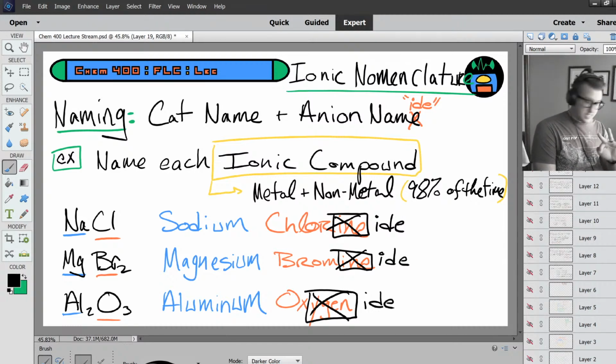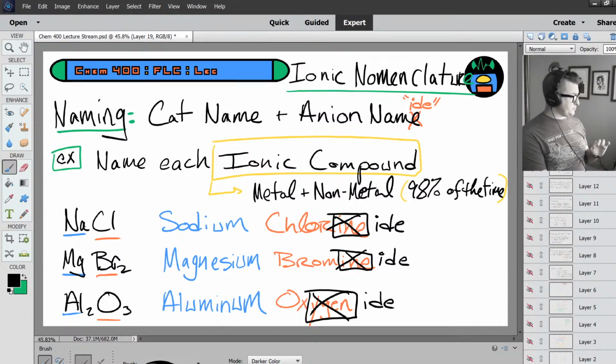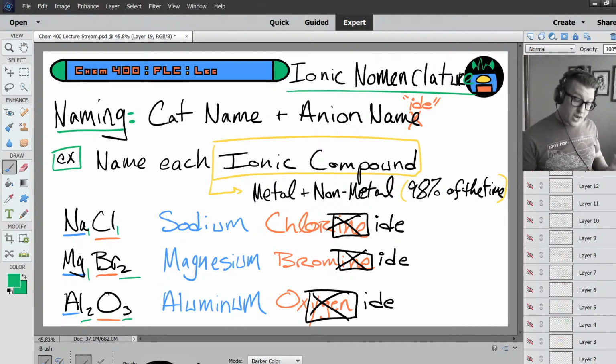Now I want to draw your attention to something. Sodium chloride has a 1-to-1 ratio of elements. Magnesium bromide is a 1-to-2. Aluminum oxide has a 2-to-3 ratio. Note the ratio of elements in your ionic compound does not translate into how you name it.